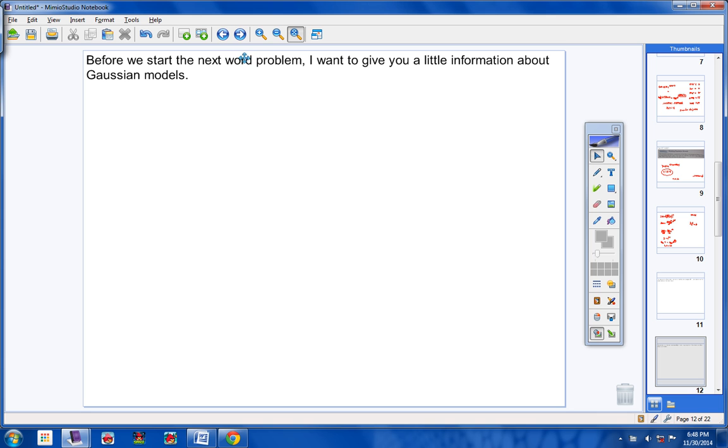Okay, before we start the next word problem, I want to give you a little bit of information about Gaussian models, okay? Oh, I'm sorry, guys, I messed up. Okay, go back to page 498 at the bottom. Sorry about that.